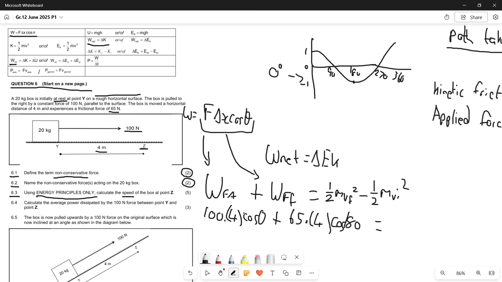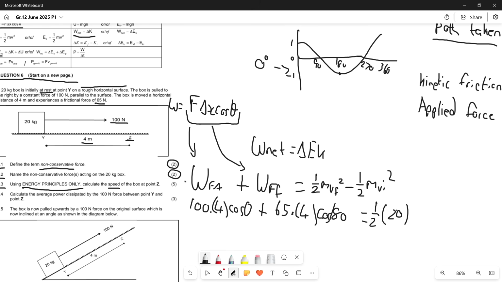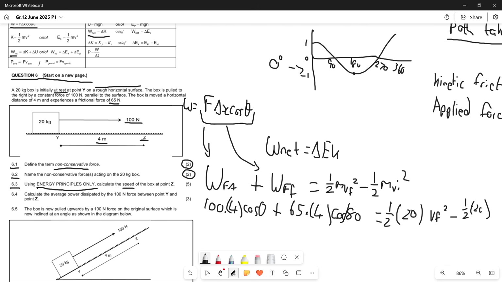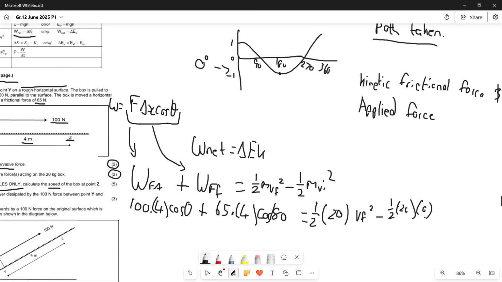So right now we have our two different components for the work, and then we can work on the right side of our equal sign here, which means we have half the mass of the object is 20 kgs. So we have that. The final velocity is what we want. So we do not know that. So Vf squared is what we want. And then once again, half our mass is 20. And then our initial velocity is 0, because the box was initially at rest before the applied force started, which means we have a 0 over there. And this whole thing on the right of our minus sign is going to become 0.